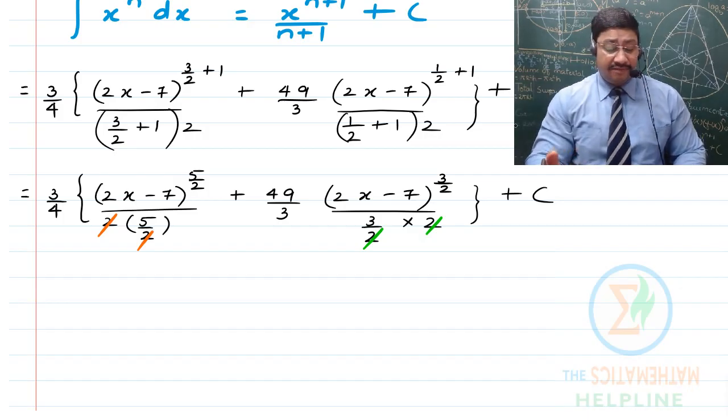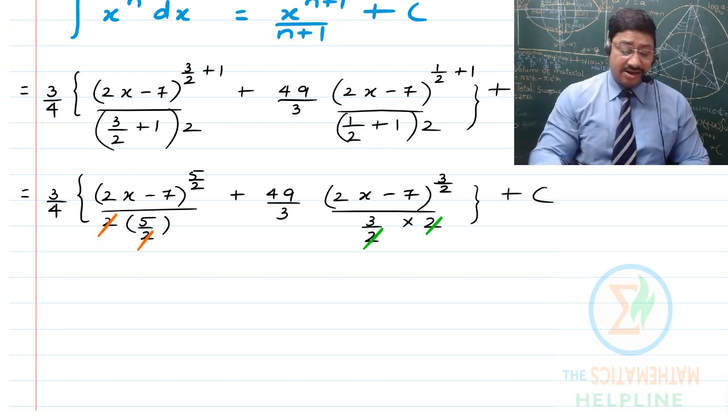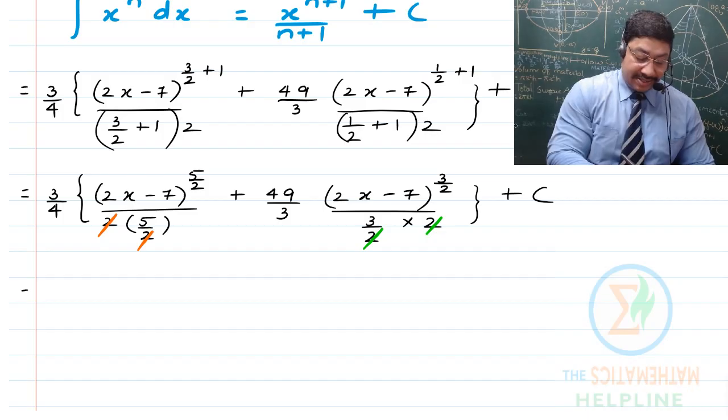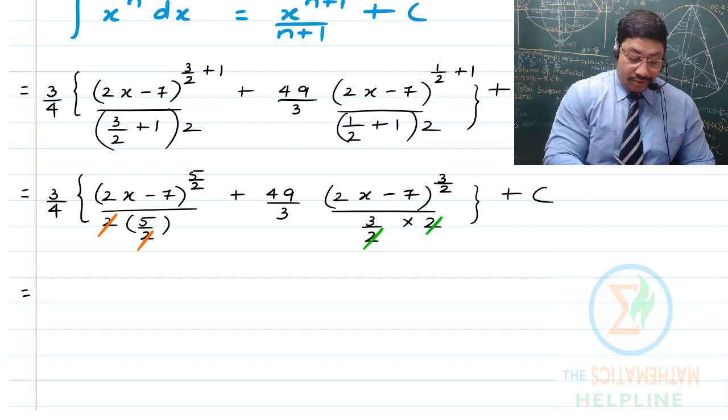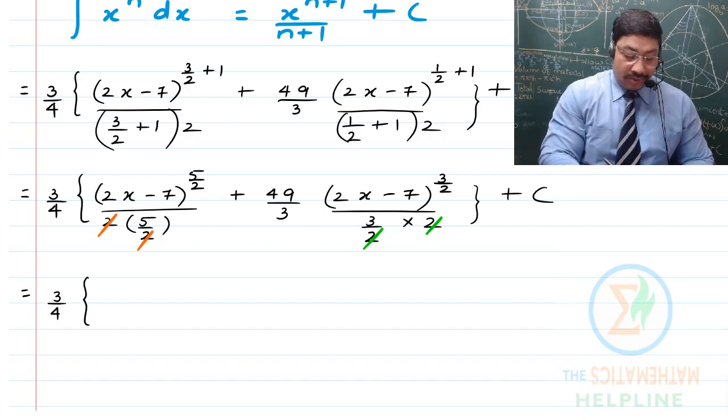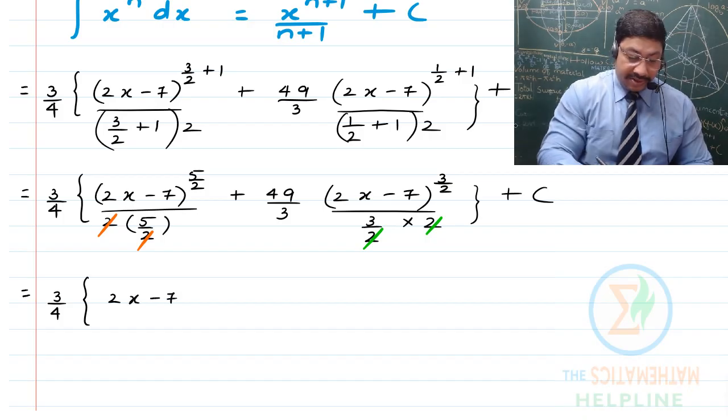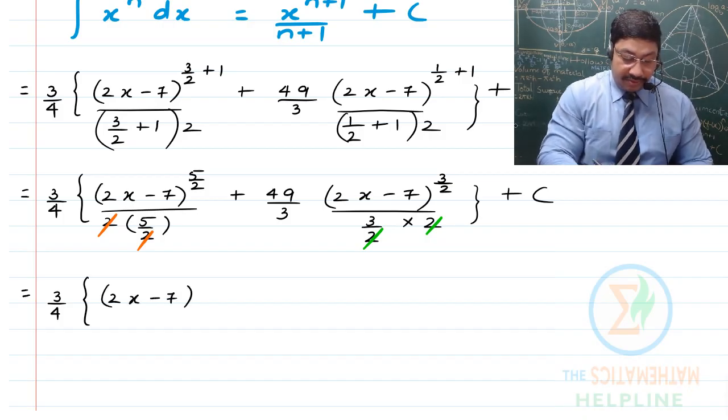If you want to further simplify this, you can also take the 3 upon 4 inside, then it'll get simplified a little more, although I'll just write this. That is next. Now you can write this 3 upon 4, let's keep it outside, and inside then you will have here 2x minus 7, which is raised to the power 5 upon 2, which is now just divided by 5.